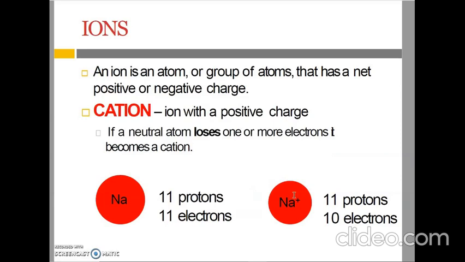Next, okay, ions. An ion is an atom or group of atoms that has a net positive or negative charge. Okay, so a cation is an ion with a positive charge. It means that a neutral atom loses one or more electrons and becomes a cation. Examples here: sodium has 11 protons and 11 electrons, but if it loses 1 electron, it becomes a sodium ion, a positively charged ion. So we call it a cation.